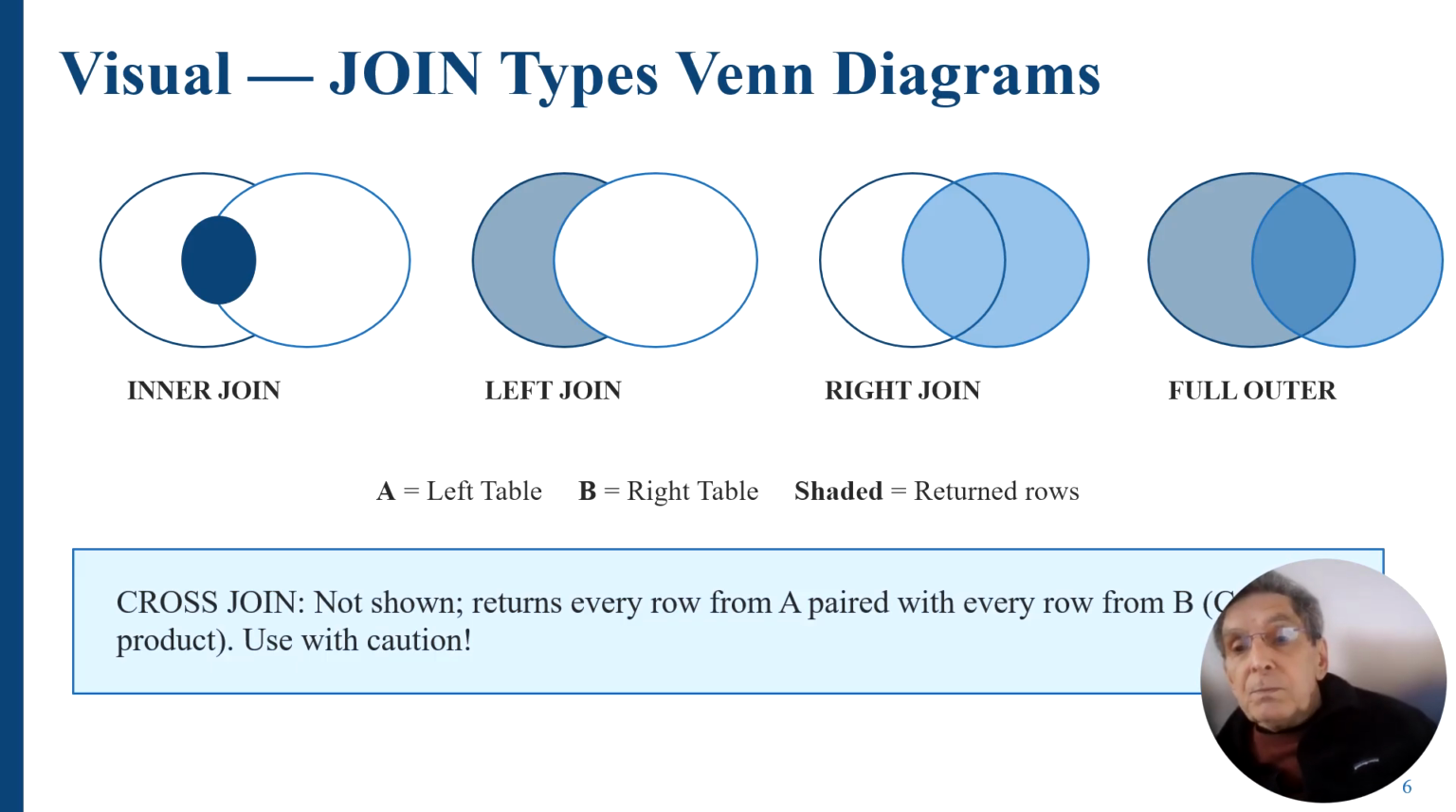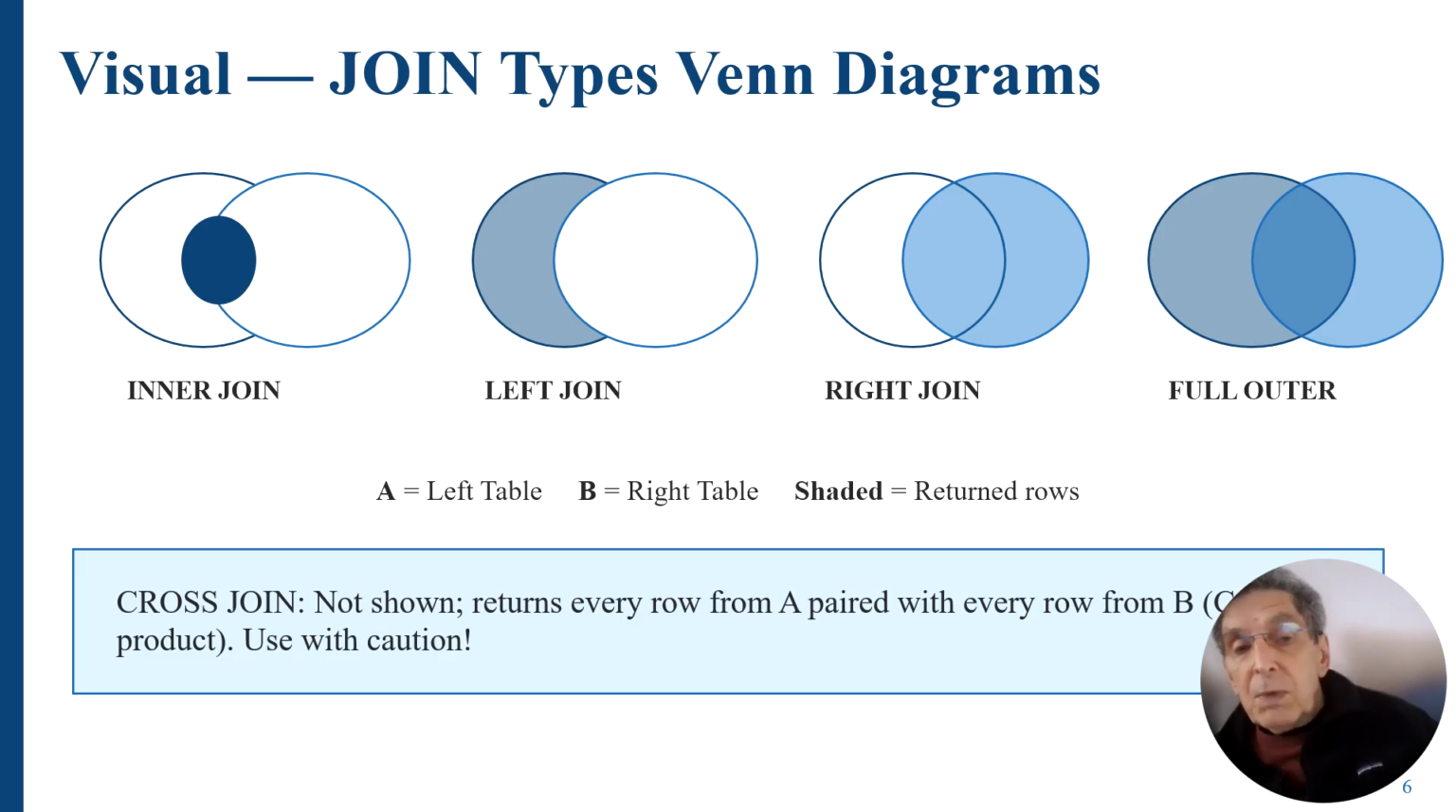Think of the left circle as table A and the right circle as table B, with the overlapping area representing rows that match both tables. Now for an inner join, you're only going to get output from the intersection where there's data in both of the tables. For the left join, the entire circle is shaded plus the intersection, which is not exactly correct.